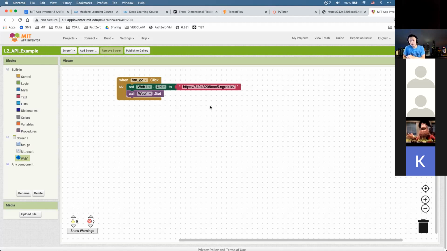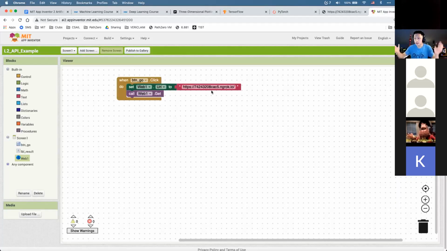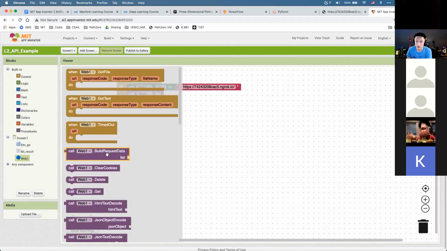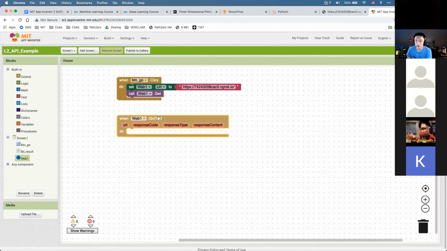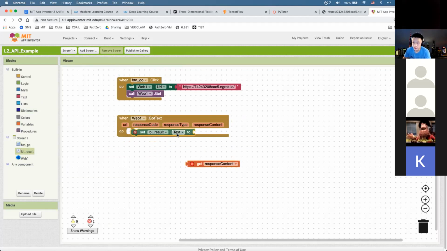This is an API endpoint that's linked up to this Python script that's running our neural network. You're basically asking for information. You're like, hey, I want to know whether my dude is going to die based on these parameters, please tell me. So then you're going to call web1.get. And then there's going to be a got text block, which is when the web sends this information back to you, you're going to get some content. And let's just say that for now, just for debugging purposes, we'll just set the label result text to the response content.